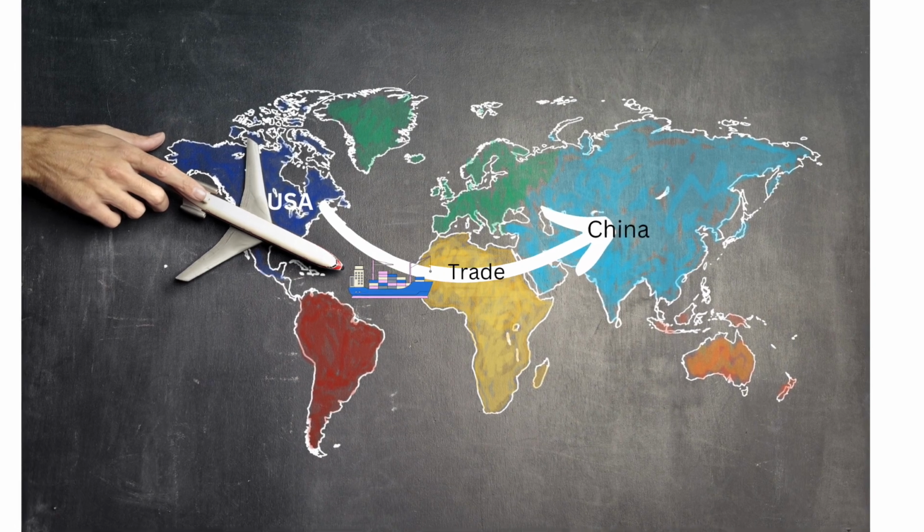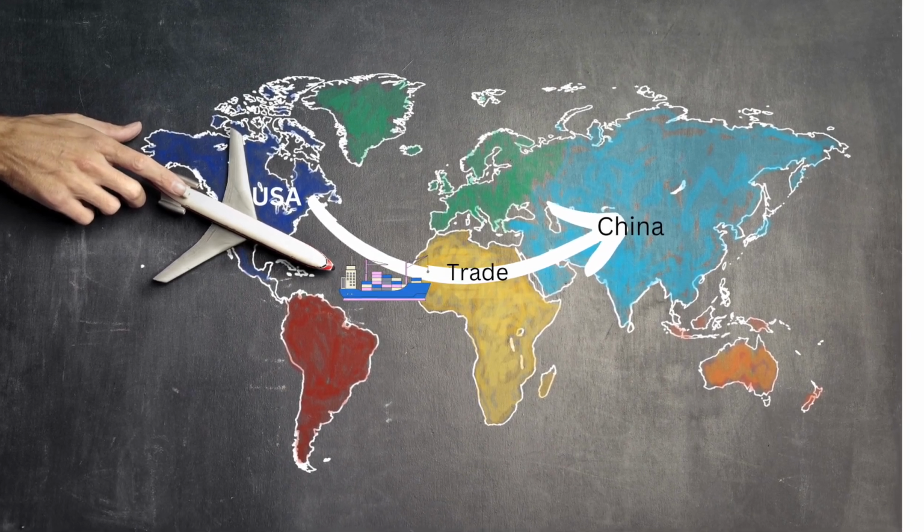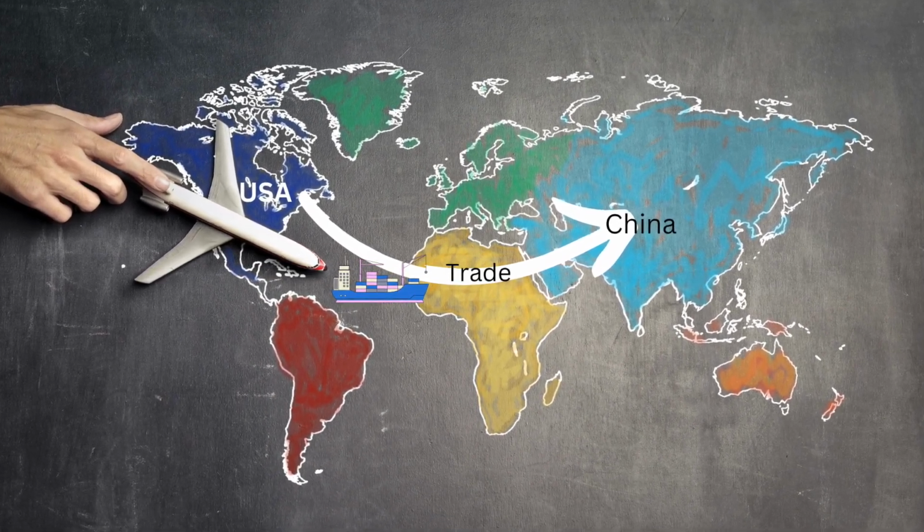So, how does this benefit the countries? Let's understand this with the help of China and US trade. China and the US have different comparative advantages in the global economy. China has a comparative advantage in producing low cost manufactured goods, while the US has a comparative advantage in producing high tech goods and services.